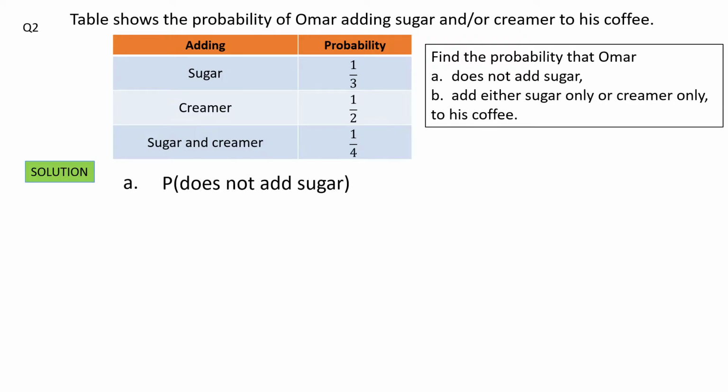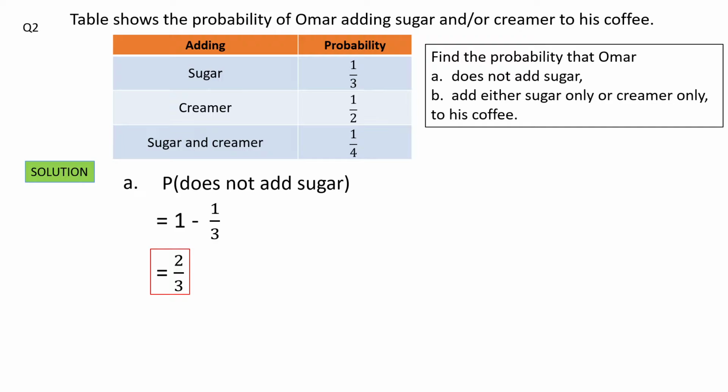Now you can find this answer by taking 1 minus the probability of adding sugar. That will give you the probability Omar does not add sugar. So 1 minus 1 over 3, you will get the probability of Omar does not add sugar, which equals 2 over 3. For the second question, find the probability that Omar adds either sugar only or creamer only to his coffee.